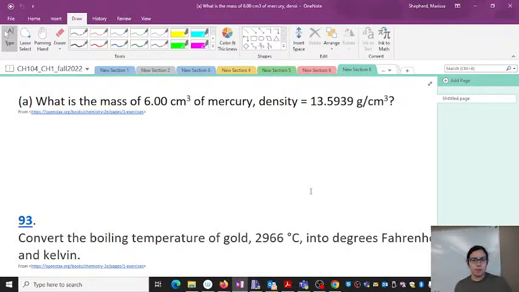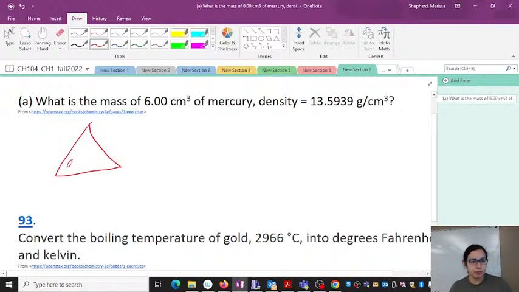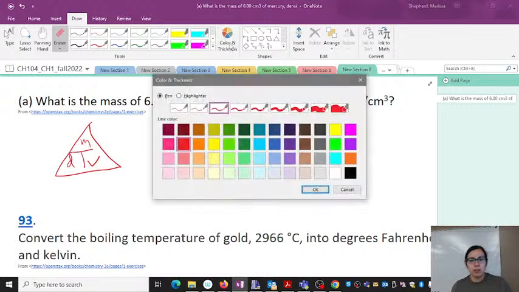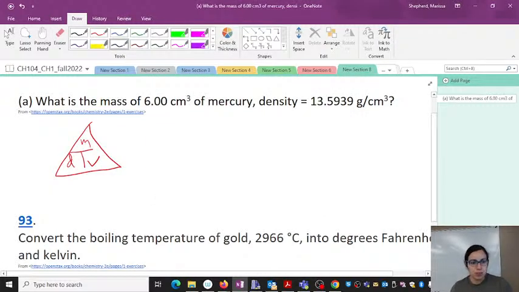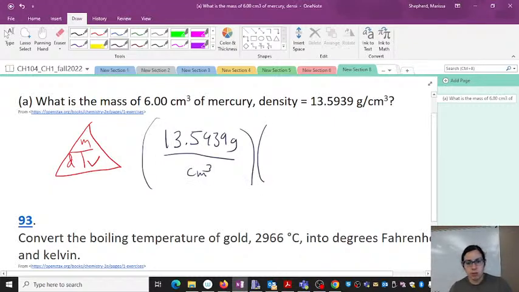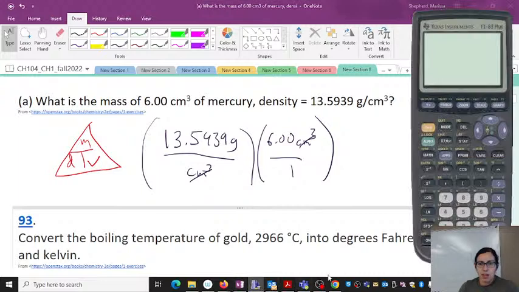Did we get an answer yet? So let's see, we're trying to find mass. So what do we need to do? Density times volume, I like it. You could cover up mass, and that reminds you what to do. Or if we look at our dimensional analysis, we take our density, 13.5939 grams over centimeter cubed, and multiply it times our volume, 6.00 centimeters cubed. Notice centimeters cubed cancels out, so that just leaves you with a mass.